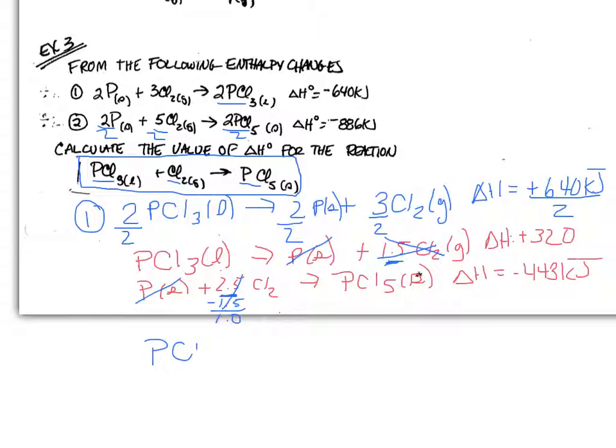So you have PCl3 liquid plus a chlorine yields PCl5. And now what we're going to do is take our delta H and we have to add them up. So we have a positive 320 and a negative 123. So delta H is going to be a negative 123 kilojoules.